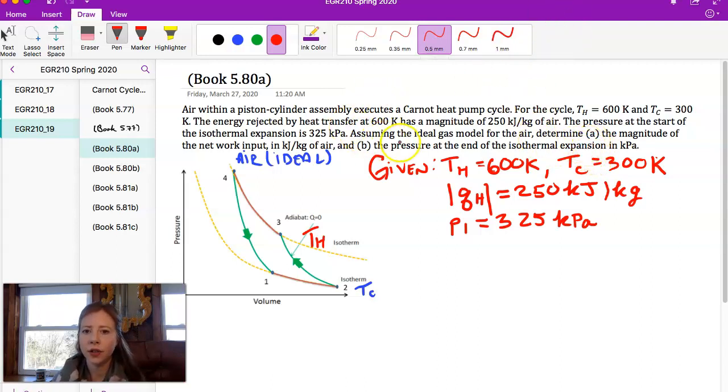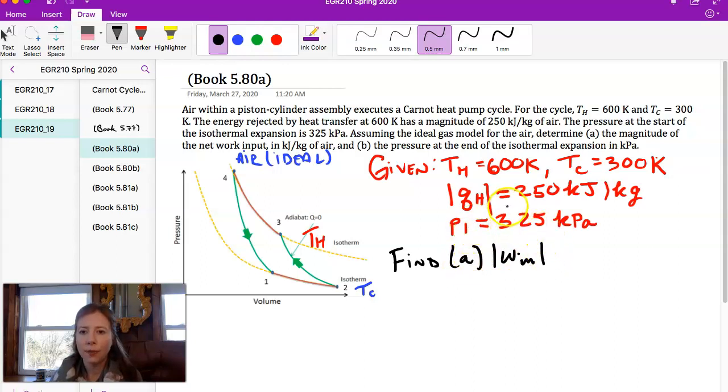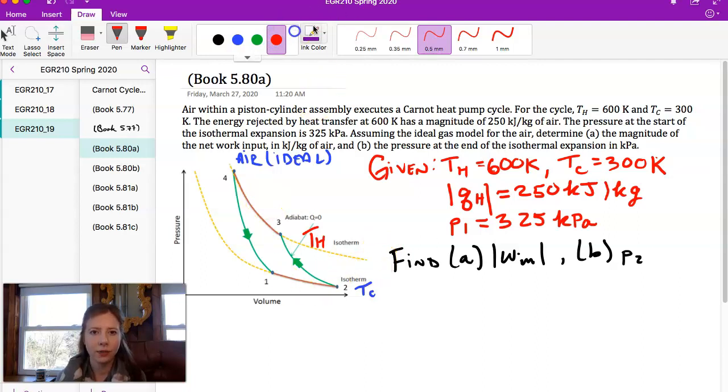And let's see what else. Assuming the ideal gas model. So first, for this part, we're going to find, and we'll do part B on another sheet, the magnitude of the net work in. And so for part B, we're looking for the pressure at the end of the isothermal expansion. All right, and so B, we're going to be looking for P2. Okay, so let's get started with our solution.